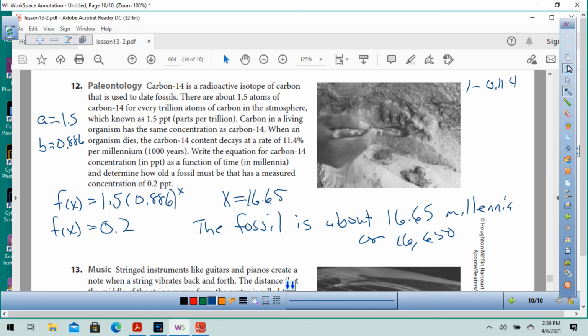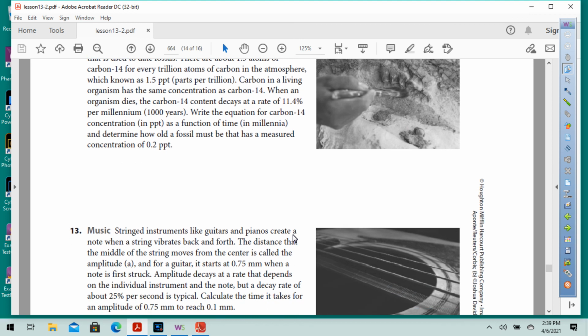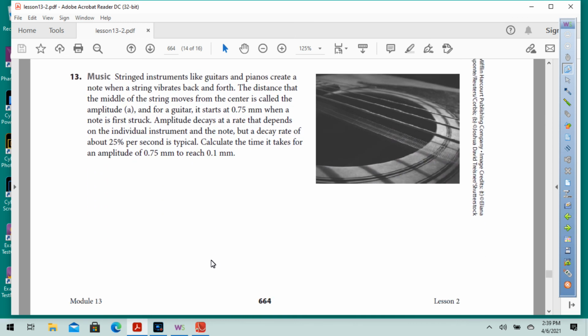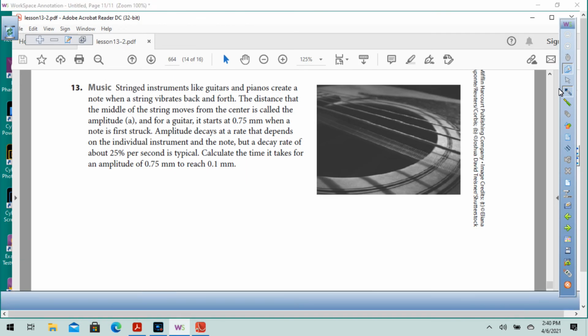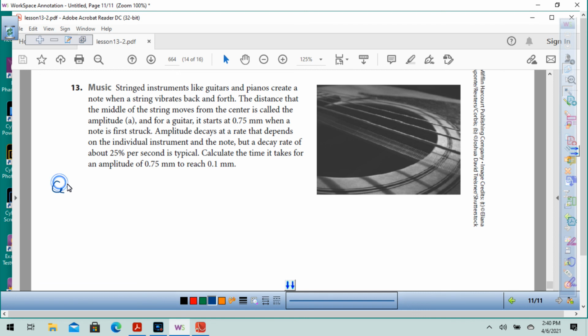All right, there we go. Last one, number 13. String instruments like guitars and pianos create a note when a string vibrates back and forth. I want you to find out what A is, what B is. Write the equation, and then the other equation, and find X. All right, show your work.